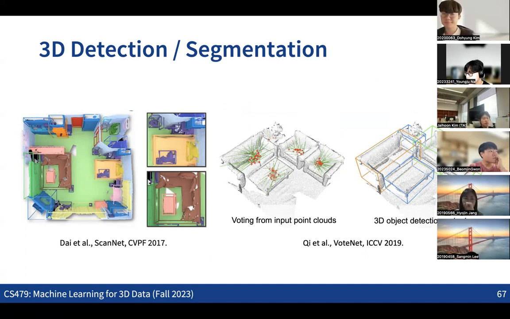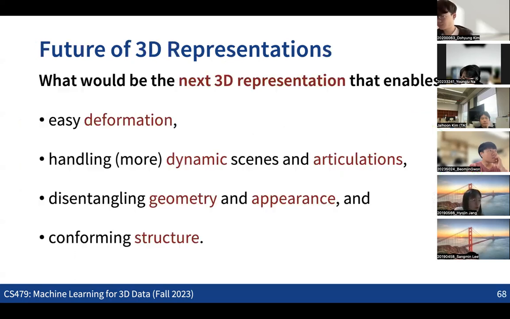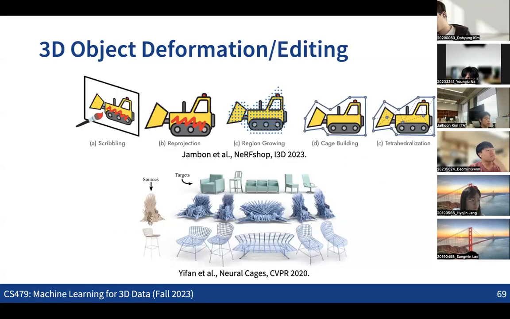And also we discussed lots of representations of 3D data. But still, all the 3D representations that we discussed may not be perfect representations for many aspects. So we discussed some ideas in terms of how we can do reconstruction and generation, and doing segmentation and detection. But actually, there are also tons of other applications with 3D data. So we may want to not only reconstruct or generate some 3D object or scenes, but we want to apply deformations, right?